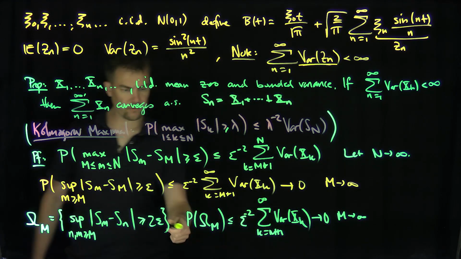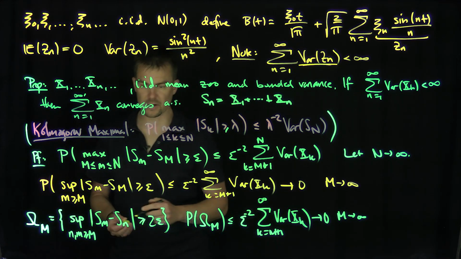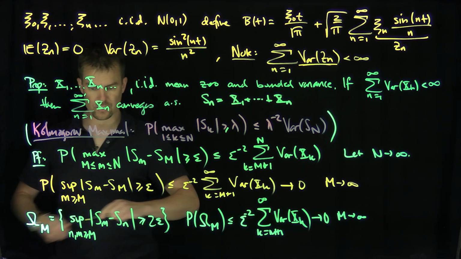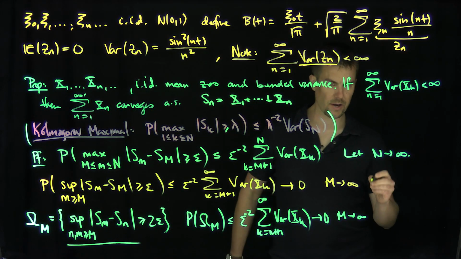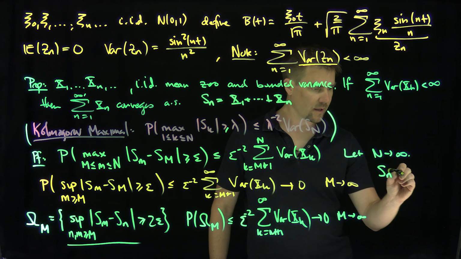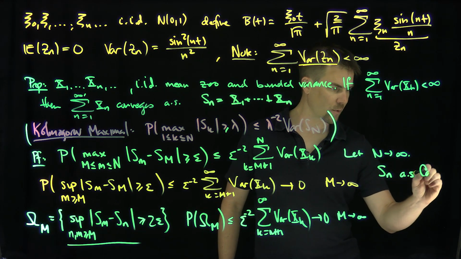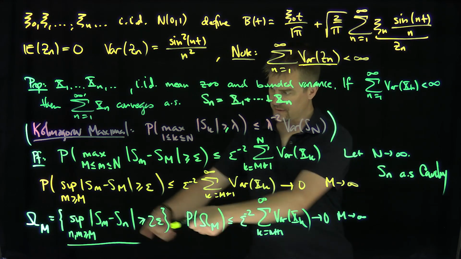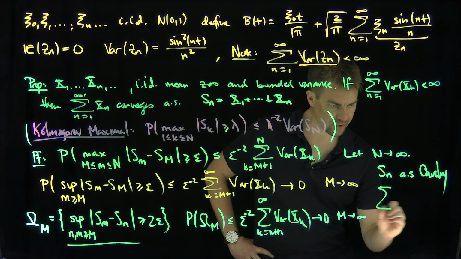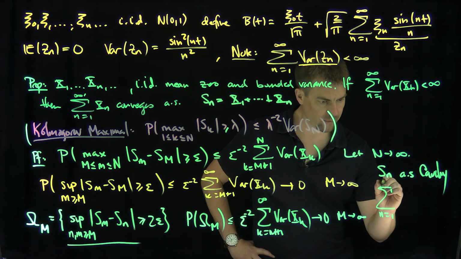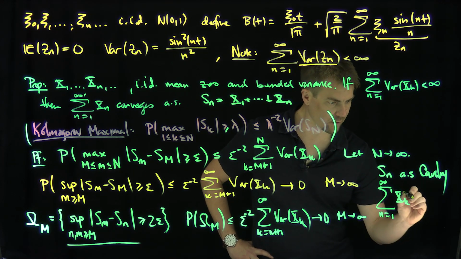And so that says the probability of omega M is going to 0 as M goes to infinity, and that shows, of course, that this sequence over here is almost surely Cauchy, right? So in other words, we have an almost sure Cauchy estimate. So S_n is almost surely a Cauchy sequence by this estimate, but the fact that the probability of omega M goes to 0 says that our sum converges. The sum n goes from 1 to infinity of X_n converges almost surely.